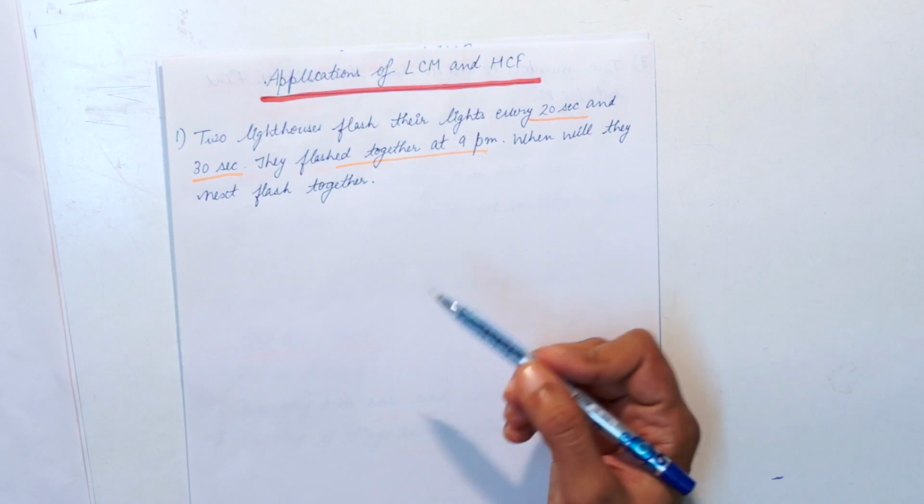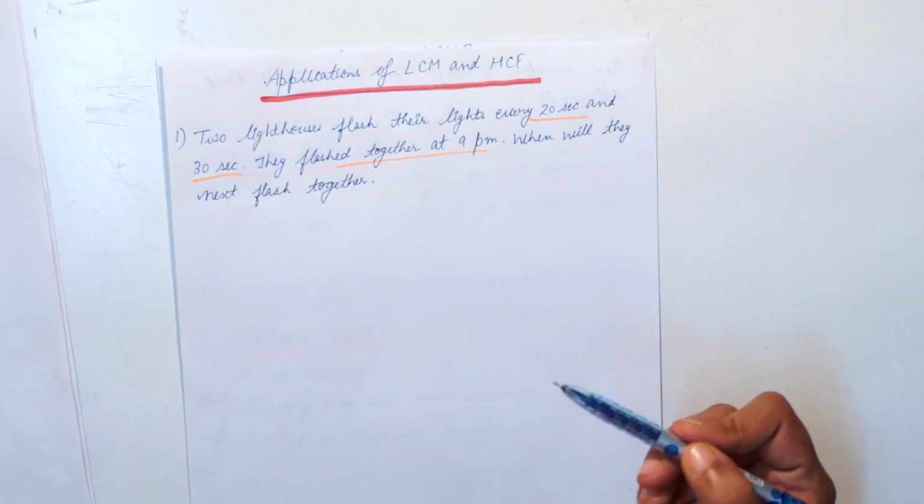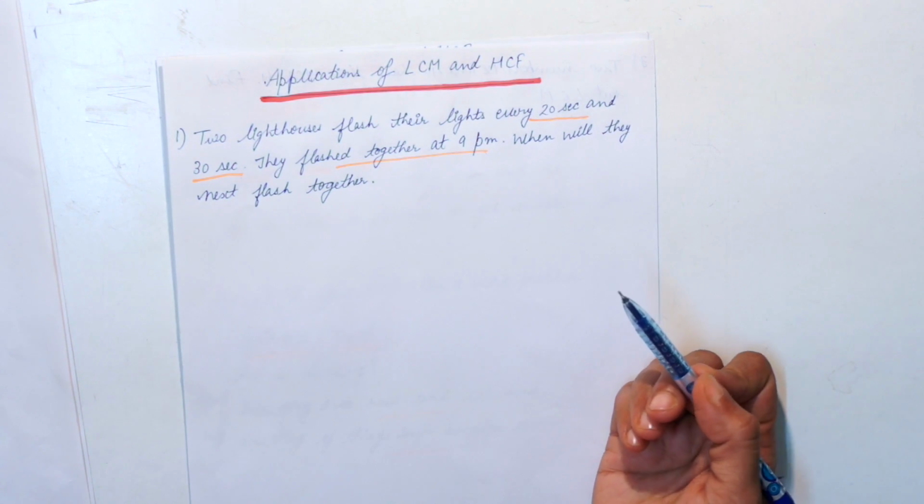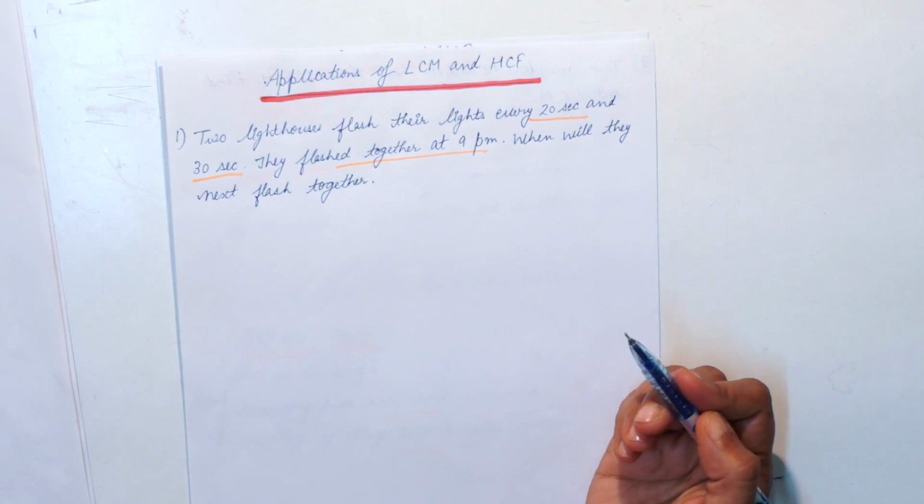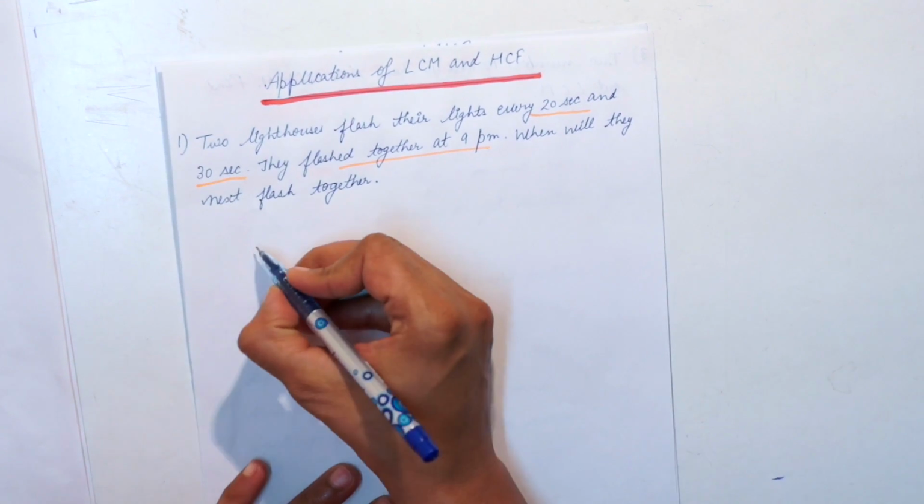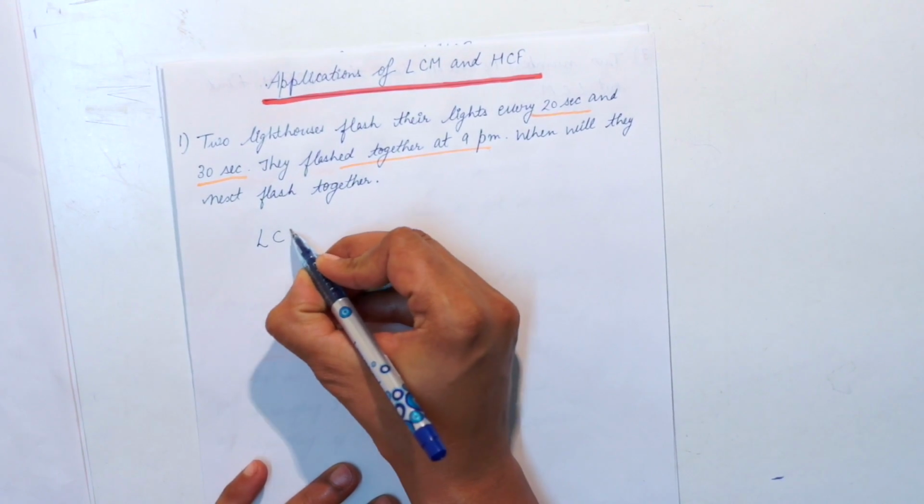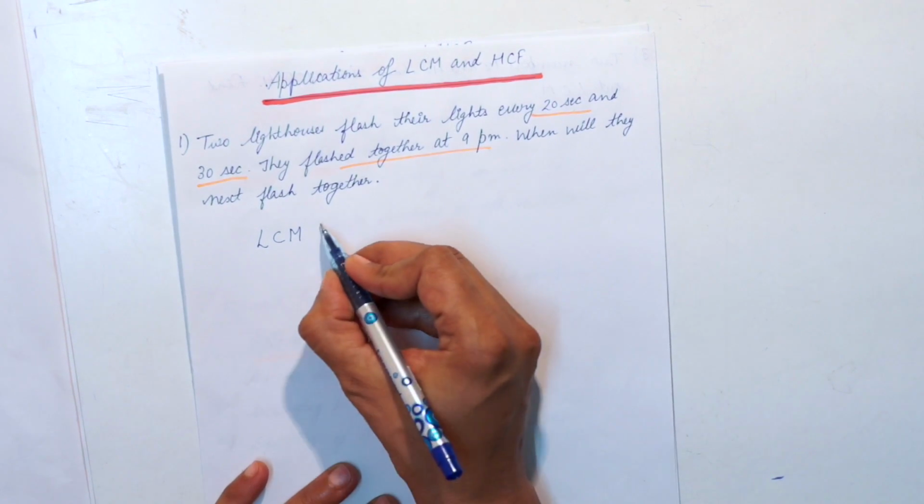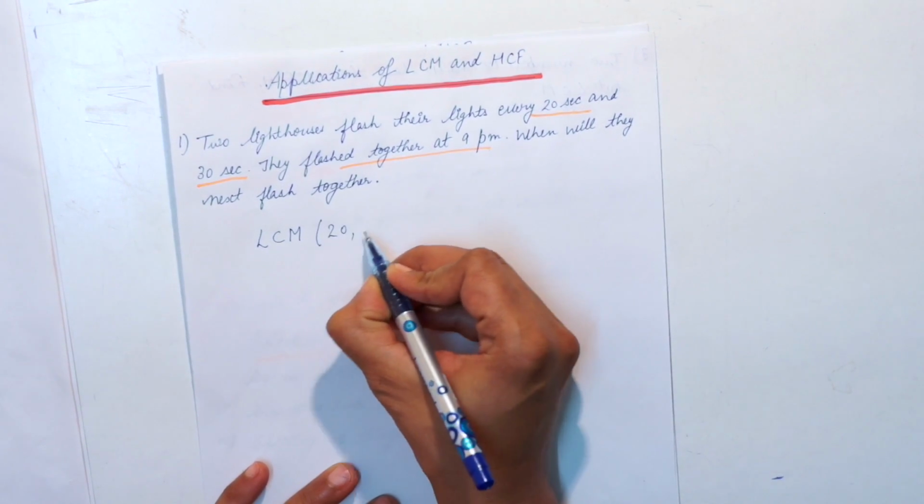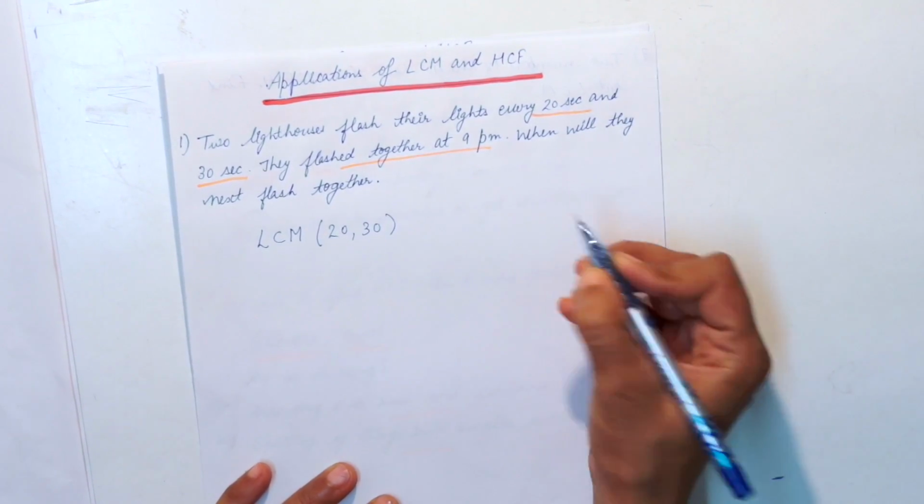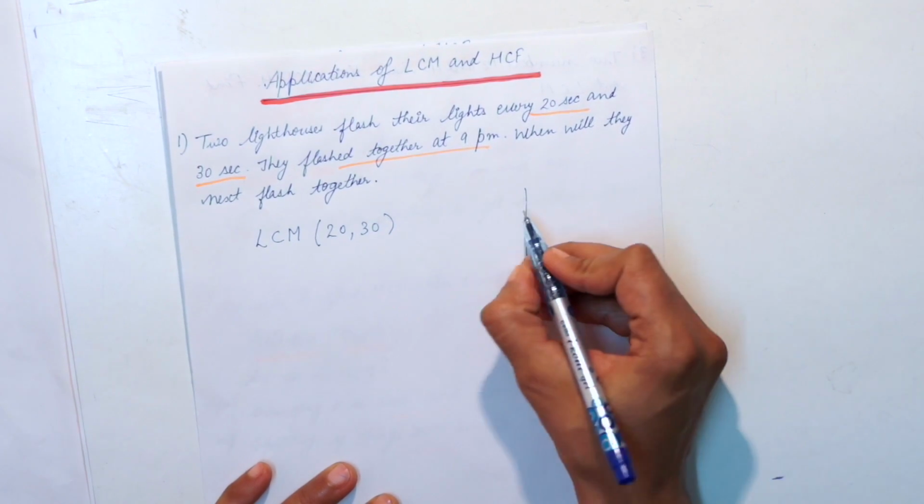So there is a repetition that they are flashing their lights after some certain interval of time. So what do we do in that kind of problem? We have to find LCM. So we need to find LCM of 20 and 30. Let's find with ladder method.